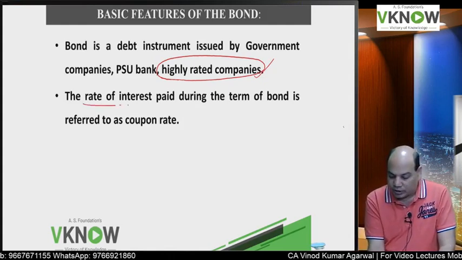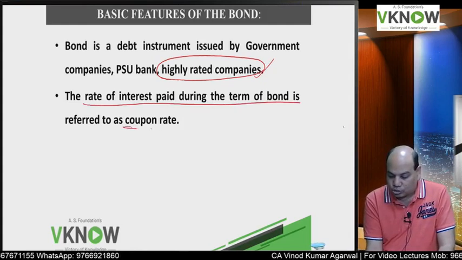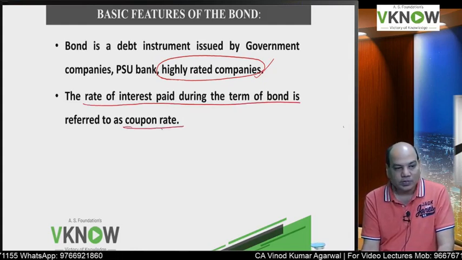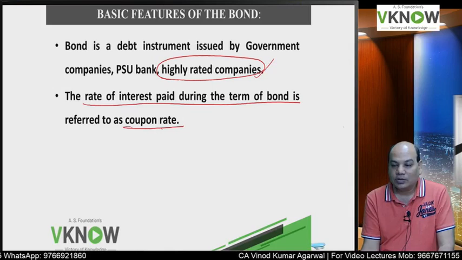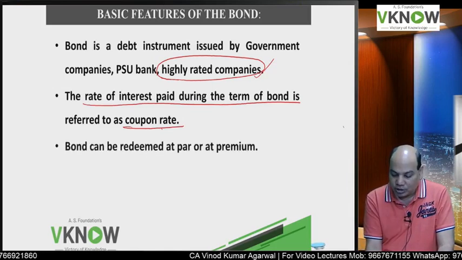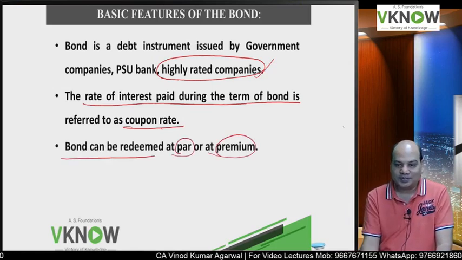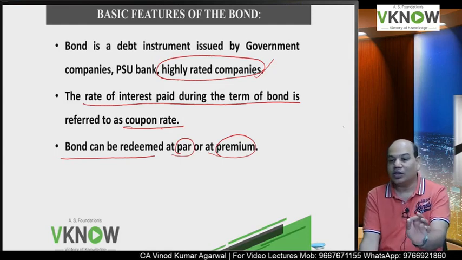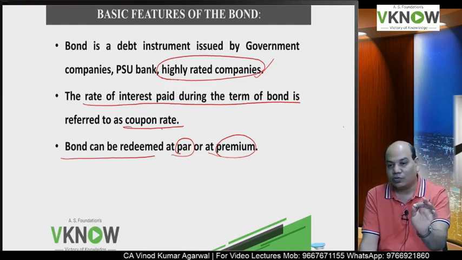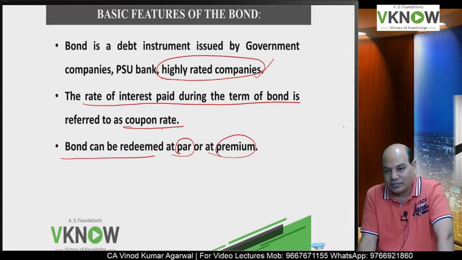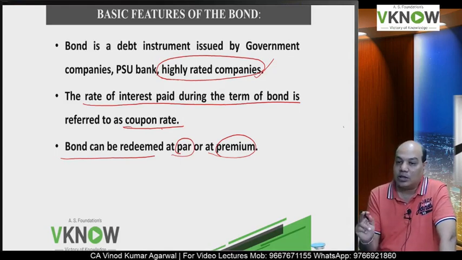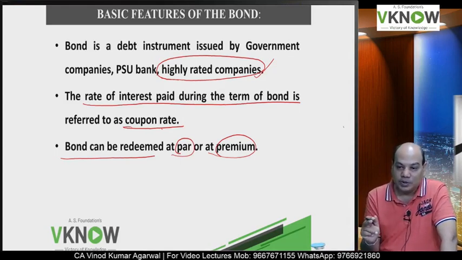The rate of interest is called the coupon rate. So please keep in mind, in this chapter we are going to use the term coupon rate. Coupon rate means interest rate. Then a bond can be redeemed at par or at premium. That will be mentioned in the document used for issuing the bond, the prospectus, that this bond will be redeemed at par, or this bond will be redeemed at premium.